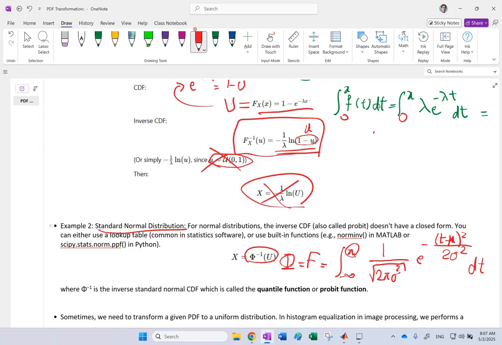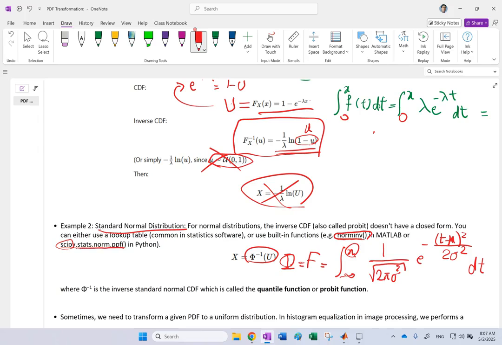And in softwares, there are functions for that. In MATLAB, the function that you just saw, it was norm_inv, okay? Inverse of norm, and inverse of what of norm? CDF of norm, not PDF of norm. Okay, so that function exists. And in Python, it comes from the SciPy library, scipy.stats.norm.ppf.